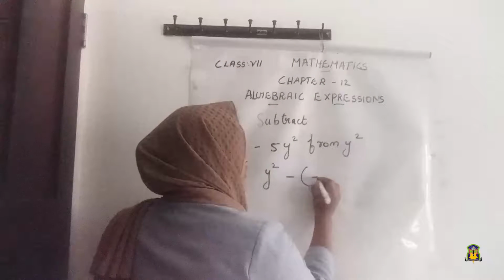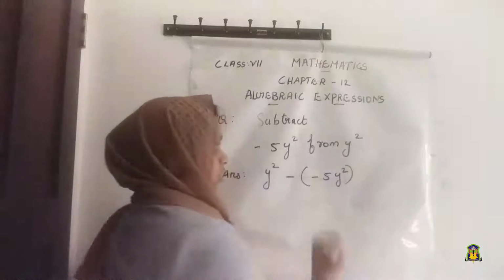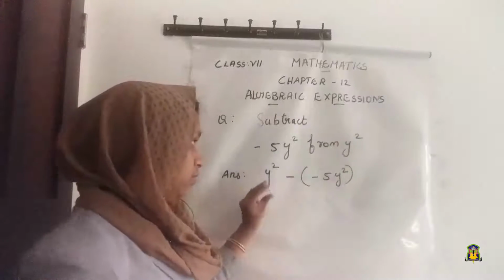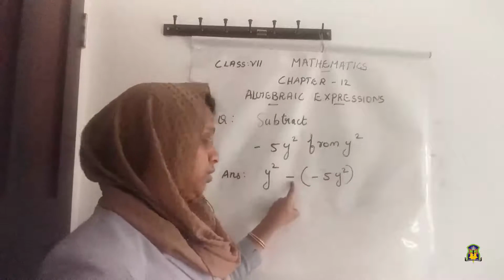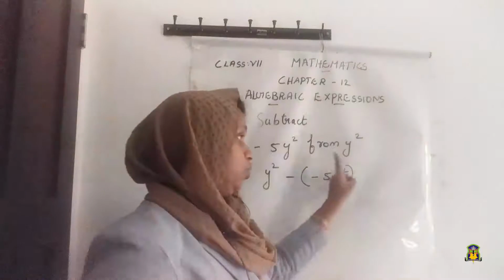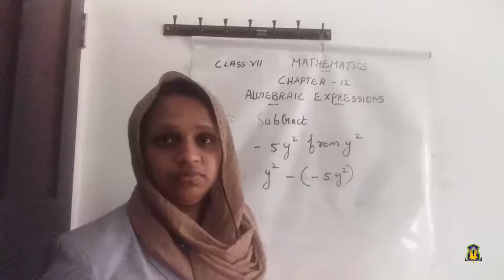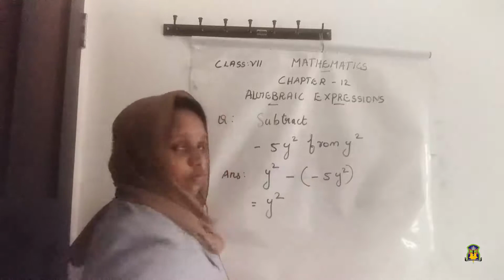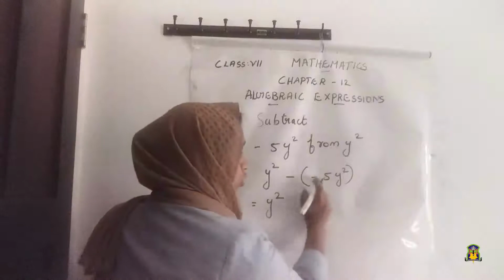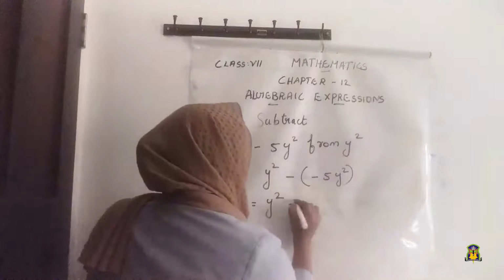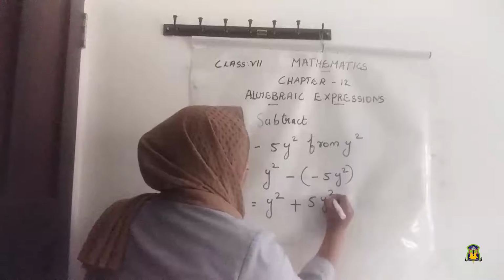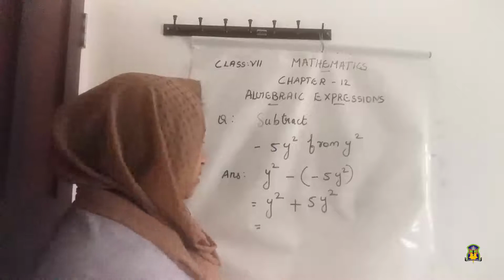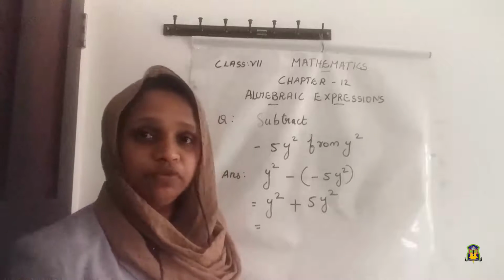So this step is very important. While subtracting two expressions, first we write y square, then we give the minus sign, and then we put a bracket and write the next term. That is equal to y square, then negative, then we open the bracket. That is negative into negative, positive. So positive 5y square. So here see, both are y square terms, so they are like terms.